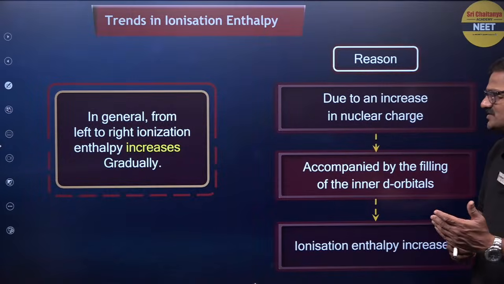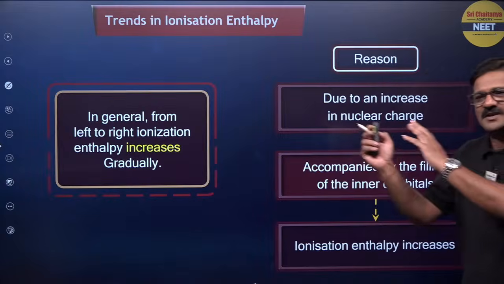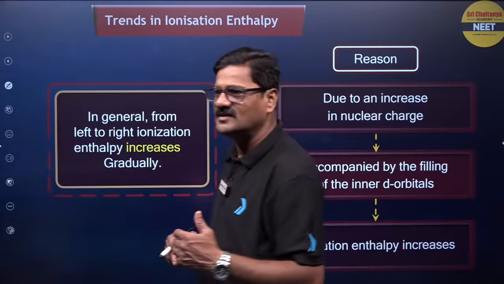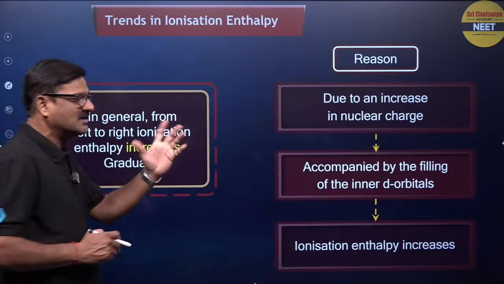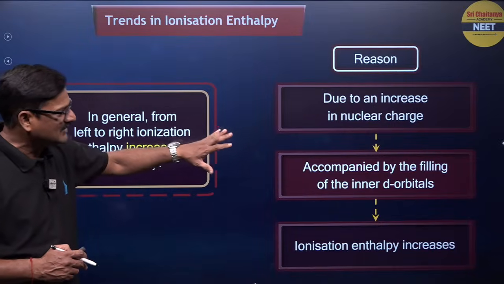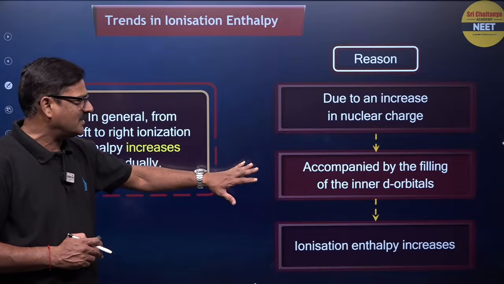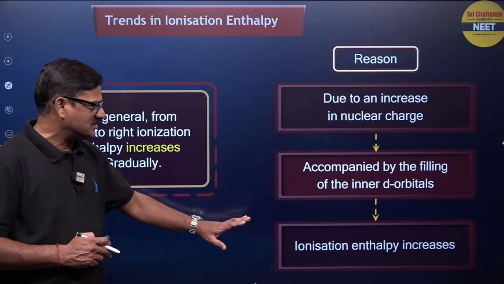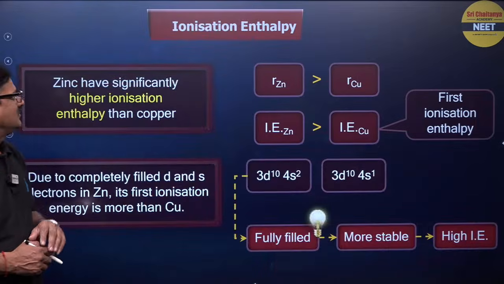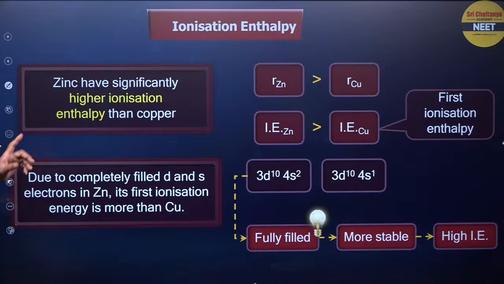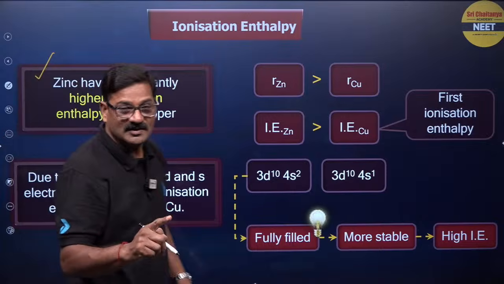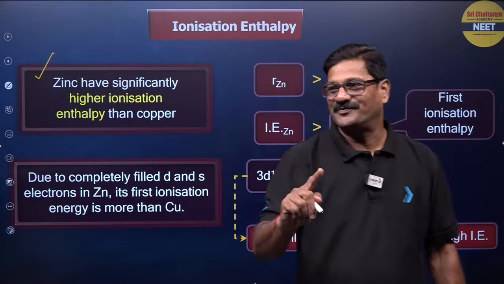Now ionization energy: in general, from left to right in the periodic table, ionization energy increases, but here ionization energy follows a super zigzag pattern. Due to an increase in the nuclear charge accompanied by the filling of the inner d orbitals, ionization enthalpy increases. Yes, it is true. But here, zinc has significantly higher ionization energy than copper. Statement 1 is true.